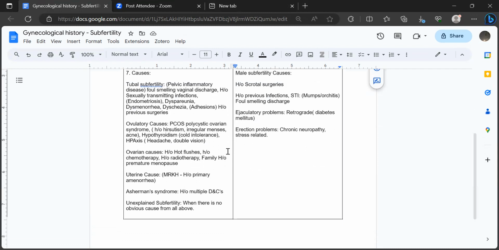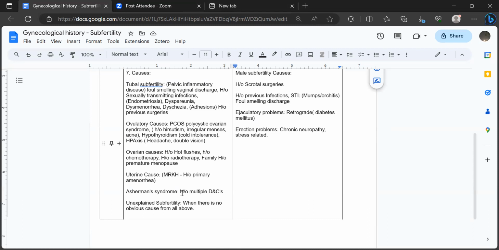Then you have to ask about headache and double vision, to rule out causes in the hypothalamic pituitary axis, and cold intolerance to rule out hypothyroidism. For ovarian causes, you have to ask about the history of hot flashes, chemotherapy, radiotherapy, and family history of premature menopause. In uterine causes, we have MRKH, that is Mayer-Rokitansky-Küster-Hauser syndrome. In this, there will be a history of primary amenorrhea. In Asherman syndrome, there will be a history of multiple D&Cs.